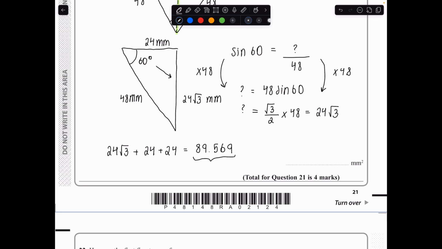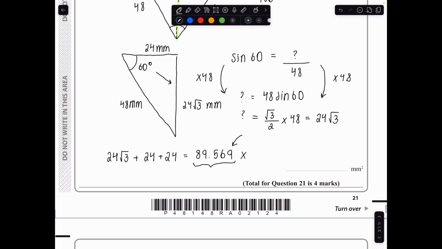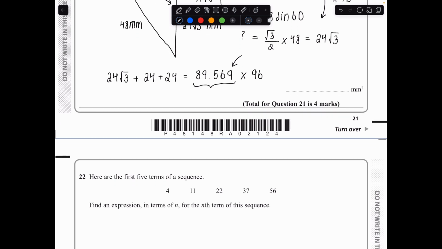But now we're not quite done yet, are we? We want to find the area of the rectangle itself. So this is one of our sides, and all we need to do is times it by 96 millimeters. And what does that get us if we put that into our calculator? That gets us 8,598.645 millimeters squared, which we'll write down on our dotted line.